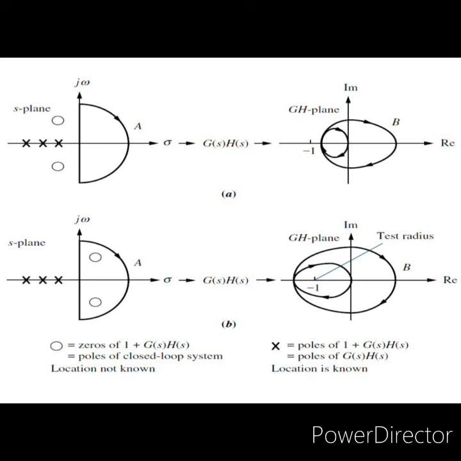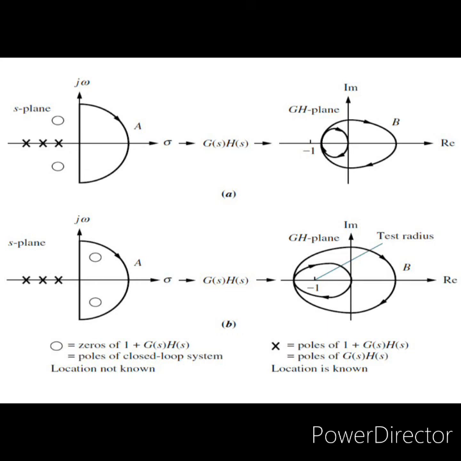Now come to the B part of the figure. In the B part of the figure, on the left hand side, what you see in the complex plane is that there are two zeros of 1 plus GH inside the contour. That is a bad thing, because the zeros of 1 plus GH are actually the closed loop transfer function poles, and they are in the wrong region, that is on the right hand side of the j omega axis, inside the contour. So all the bad area has been enclosed inside a contour.